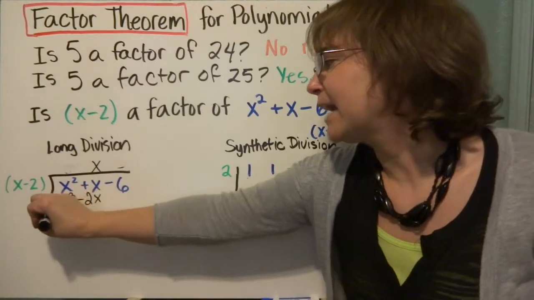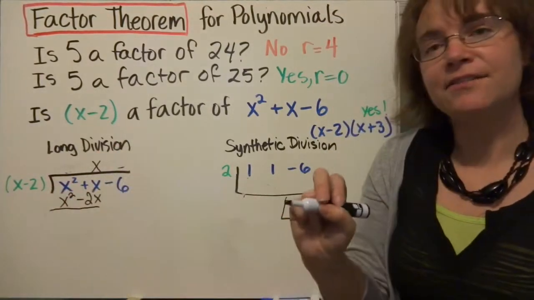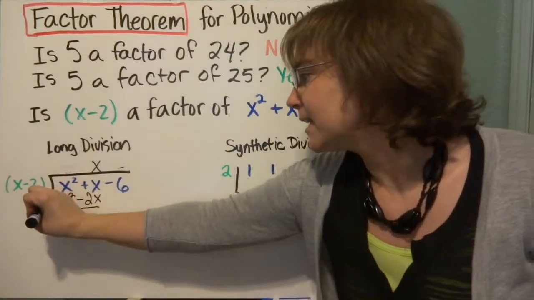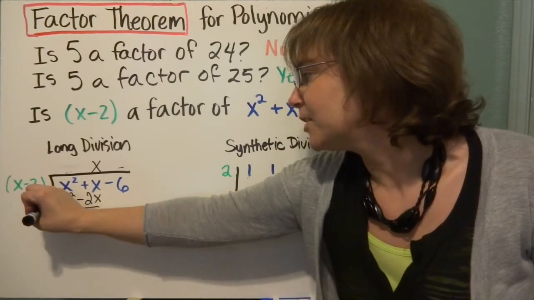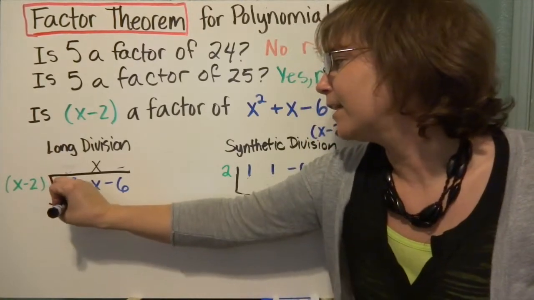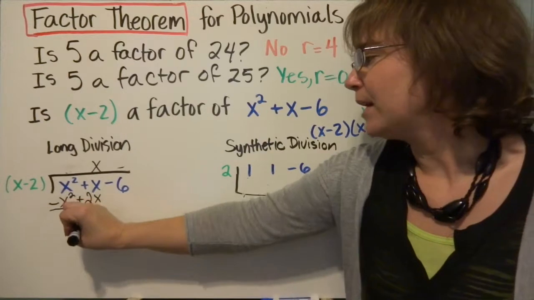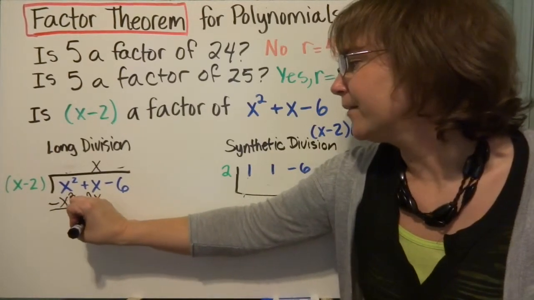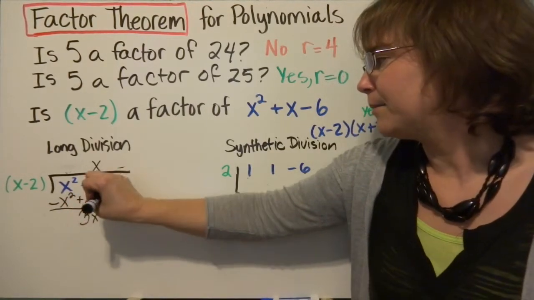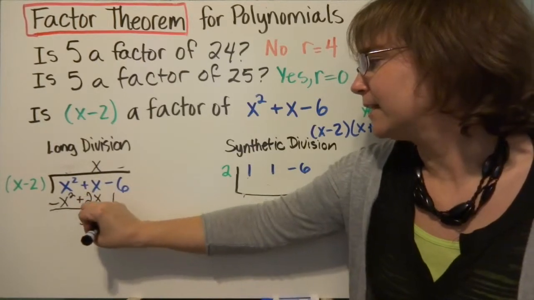Now we need to subtract them. But I like to think of subtraction as add the opposite. It's a little bit easier to do. So I'm going to change the signs here. That's a negative now, and that's a positive. Go ahead and add them, and I have a 3x here. And then bring down our negative 6.